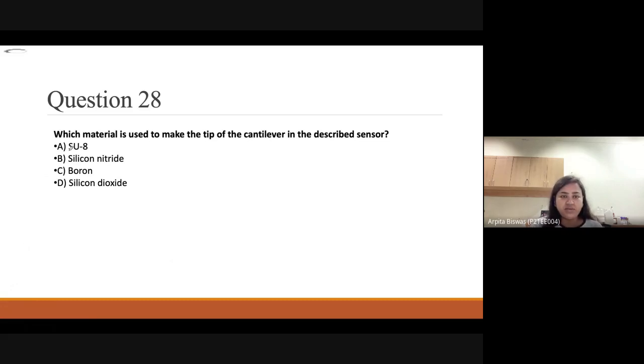Which material is used to make the tip of the cantilever in the described sensor? First option is SU8. The second option is silicon nitride. The third option is boron. And the last option is silicon dioxide. So try to find out the right answer.